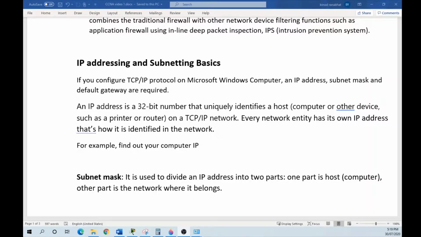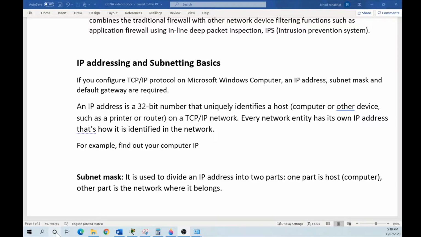Hi everyone. Today I am going to discuss IP addressing and subnetting basics. If we configure the TCP/IP protocol on a Windows computer, an IP address, subnet mask, and default gateway are required. An IP address is a 32-bit number that uniquely identifies the host, a computer, a printer, a router, or any network device on the TCP/IP network.